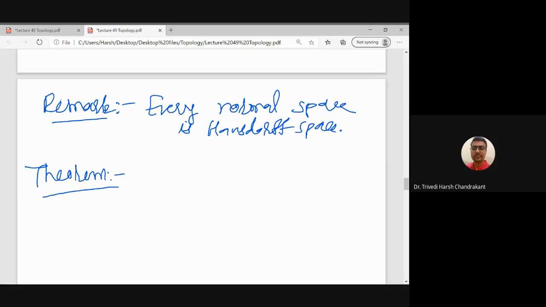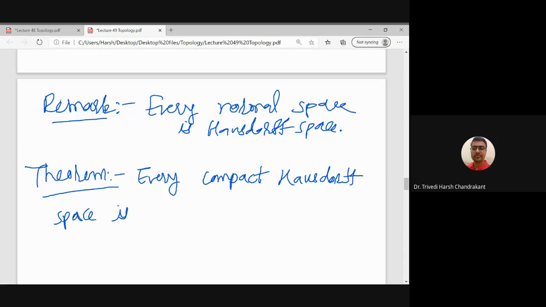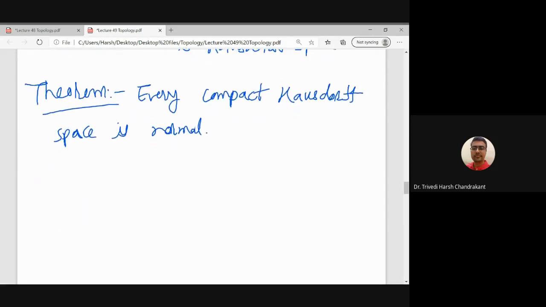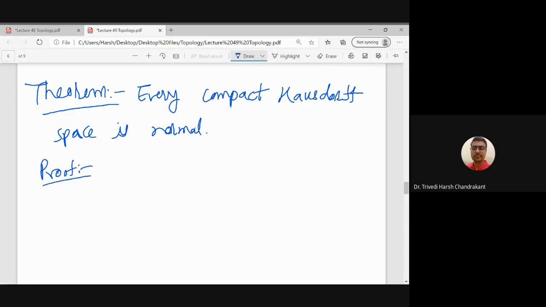One such result is this one: every compact Hausdorff space is always normal. So this remark says that every normal space is Hausdorff, but when a Hausdorff space is normal? Whenever it is compact, it is normal. So let us see how compactness plays a role in this proof.